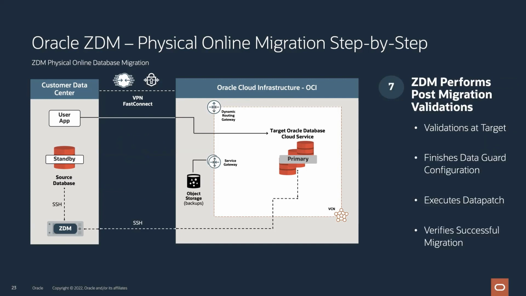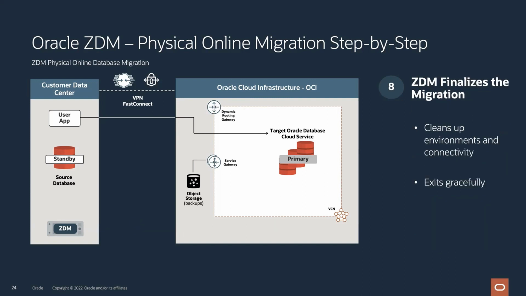Now, after this, of course, ZDM finishes the Data Guard configuration, cleans everything and performs validation at the target level, and then executes a datapatch. So basically, it checks that everything is at the right patch level at the target level. And once everything is verified as successful in the migration, ZDM cleans up the environment and exits gracefully, meaning it finishes the migration with a success. So it takes care of all of these steps, cloud registration, all the tooling with the cloud, etc., for you. Of course, there's a lot of these things that you could be doing manually, and sometimes you have in the past. Now you don't have to anymore because we offer all the automation for you.